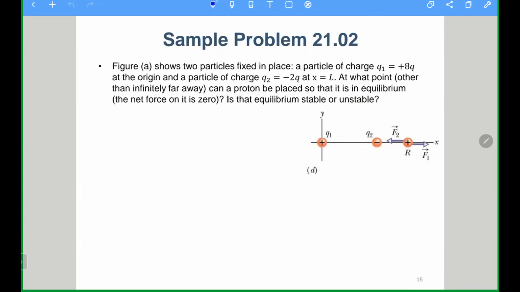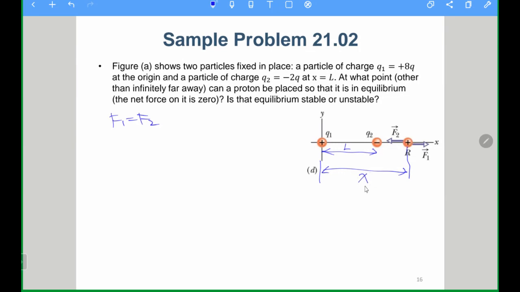So here, let's try to calculate what the point should be. Okay, so here we have F1 equals F2. Consider the magnitude. So here, let's consider this is L. This is capital L, the distance between Q1 and Q2. And then we call the x-axis coordinate of the proton small x.